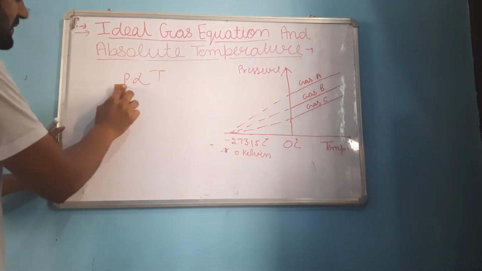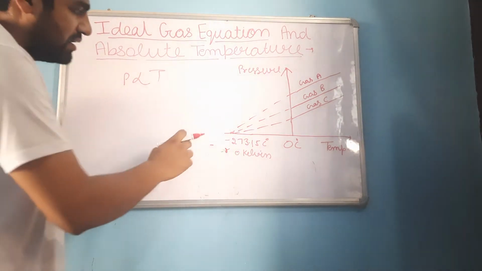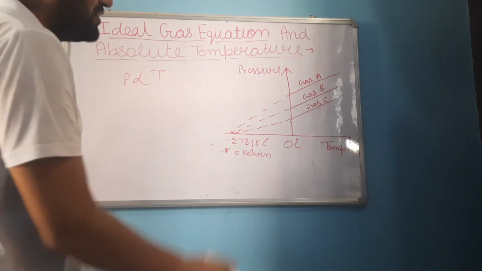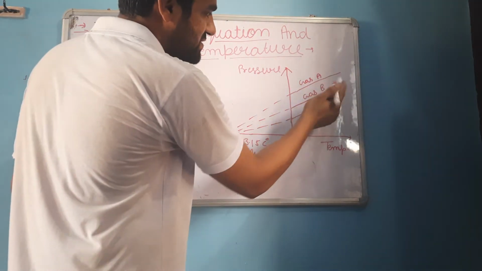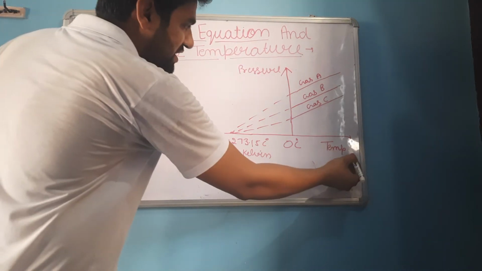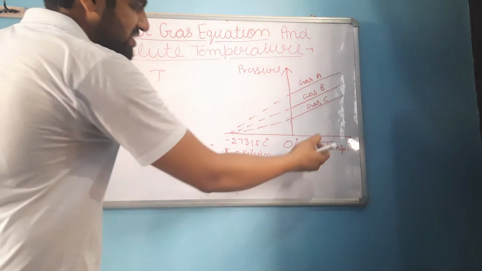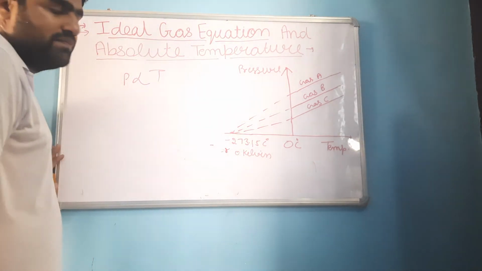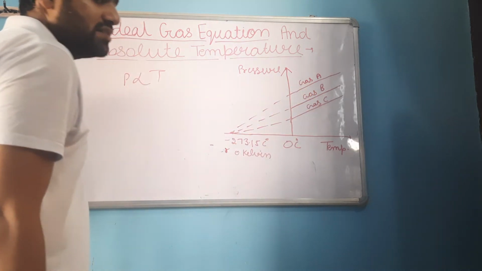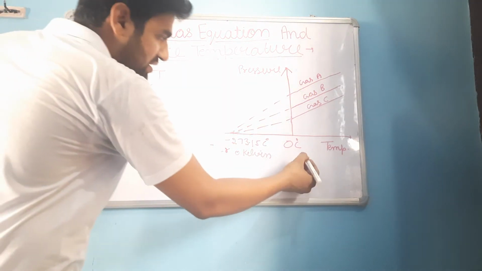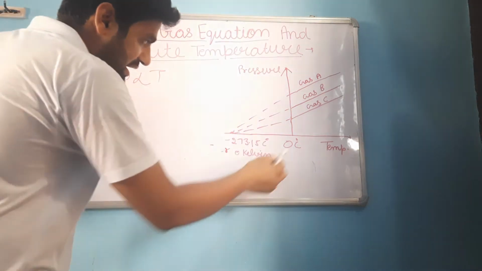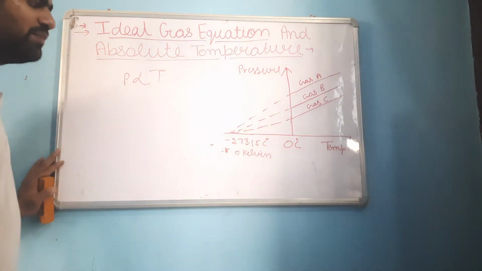Assuming this relation, we have plotted this graph of pressure with respect to temperature, and we have taken three gases: gas A, gas B and gas C. Now as we keep on decreasing the temperature, the pressure of the gas starts decreasing, and here at 0 degree Celsius we are not getting zero pressure of the gas. Then we extrapolate these straight lines and keep on decreasing our temperature.